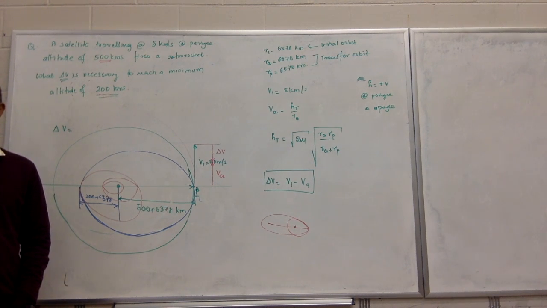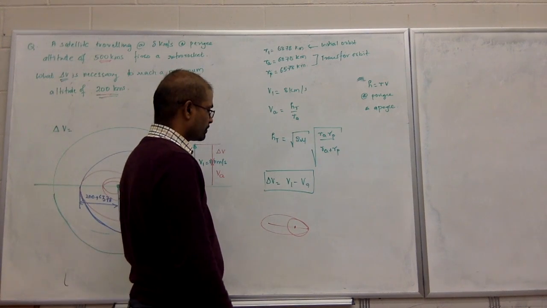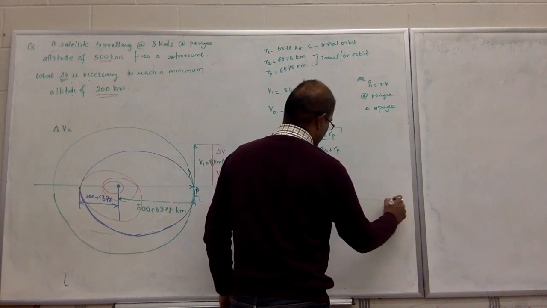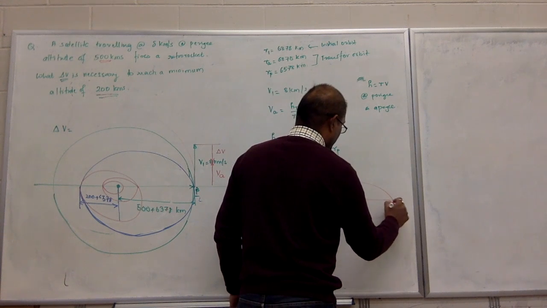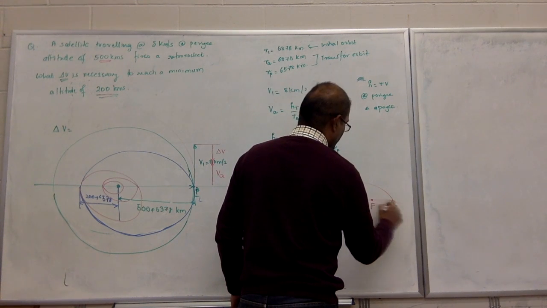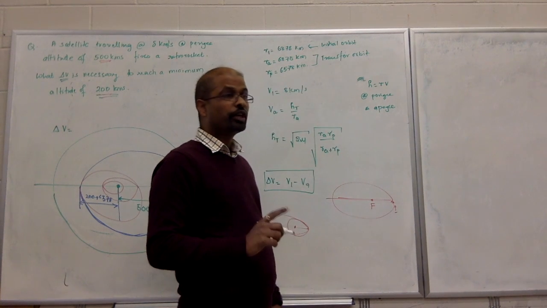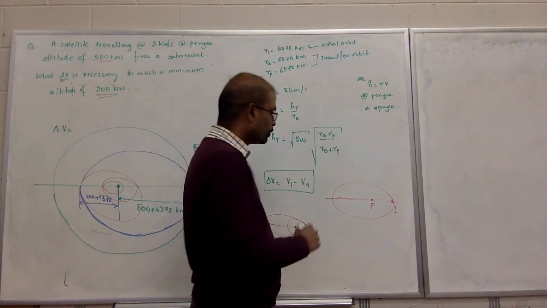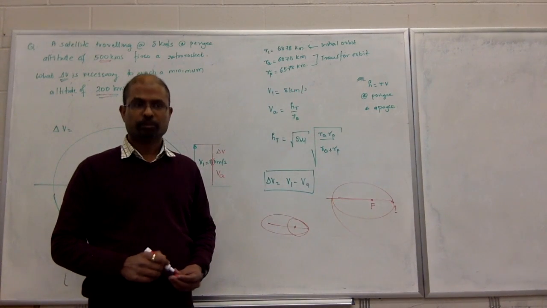If you are already in an elliptical orbit, then you can go into a circular orbit. This is your elliptical orbit. This point is the focus. What is this point? Perigee. If you do a perigee maneuver, you get into a lower circular orbit. If you do an apogee maneuver, you get into a bigger circular orbit. Does that make sense?